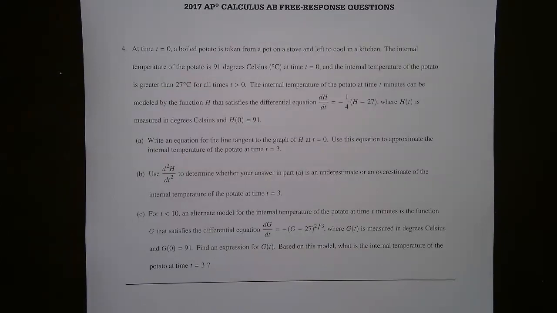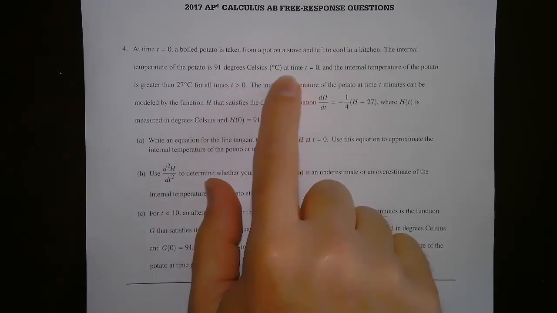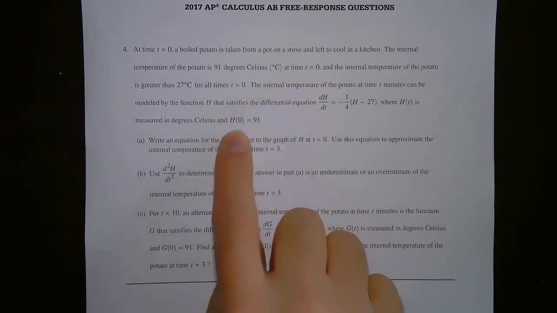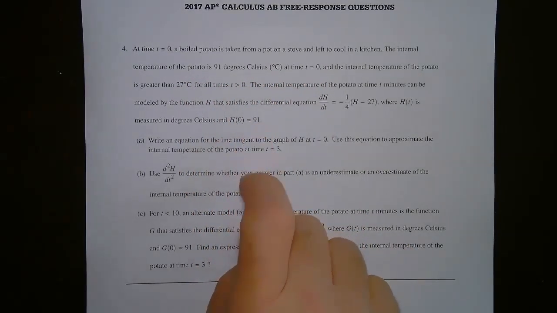For the 2017 AP Calculus AB free response number 4, this deals with a situation where you're taking a boiled potato from a pot that's in the kitchen and it's cooling, right? And they're giving you the initial temperature is 91 degrees Celsius. Now they actually tell you this a couple places. Here, the internal temperature of the potato is 91 degrees at time t equals 0, but they also say it right here. So there's 2 places they tell you that.